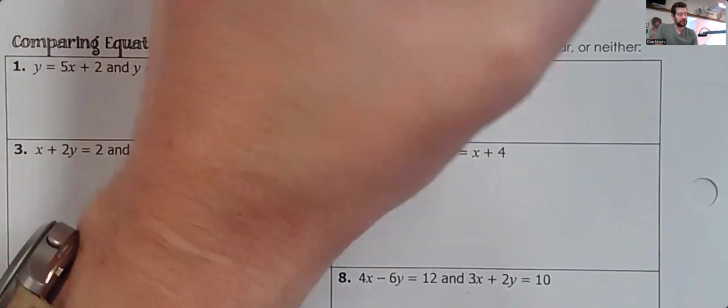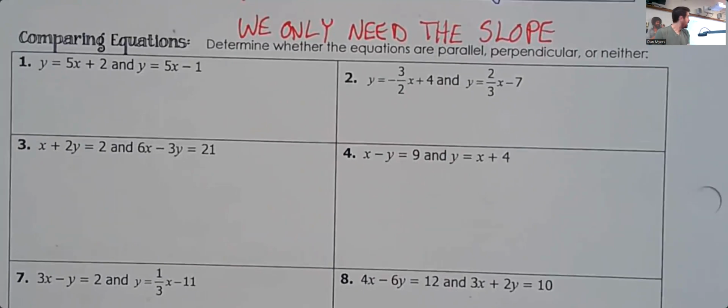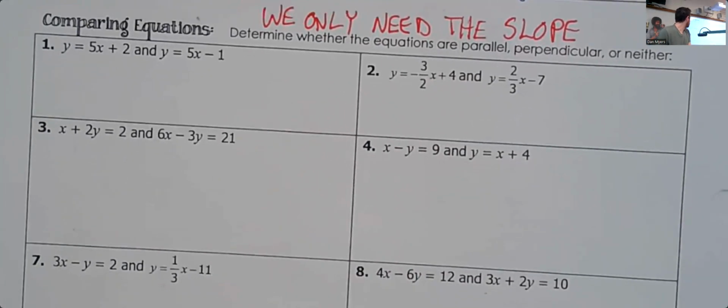If you can find the slope, you can answer every single one of these questions. And it turns into exactly what we did yesterday. Once you have the slope of each line, you can determine if it's exactly the same, parallel, opposite reciprocal, perpendicular, or neither. All right. So let's take a look at the first one.